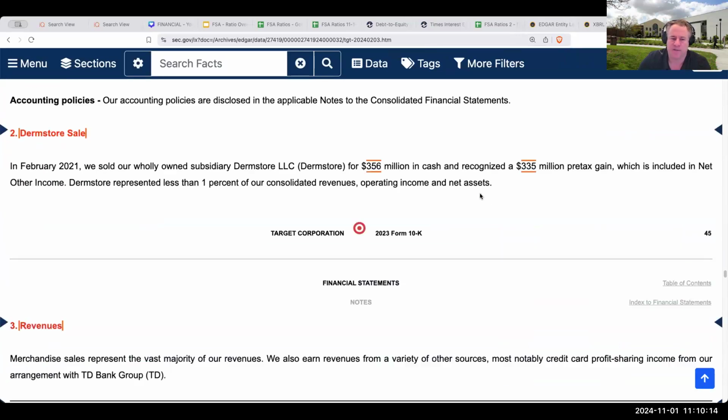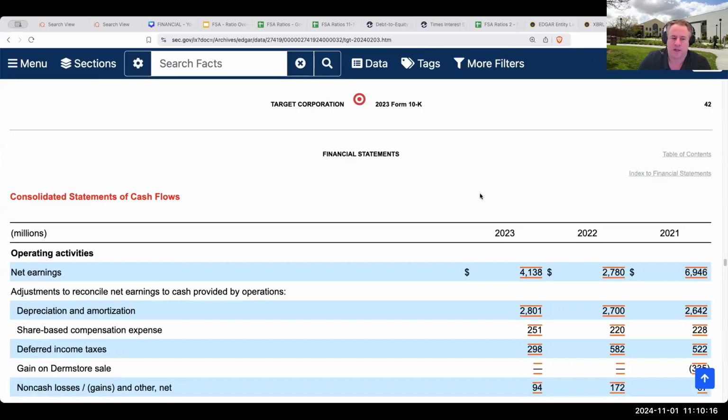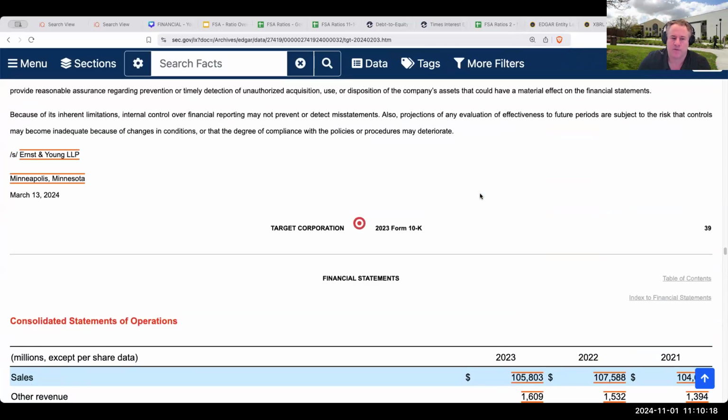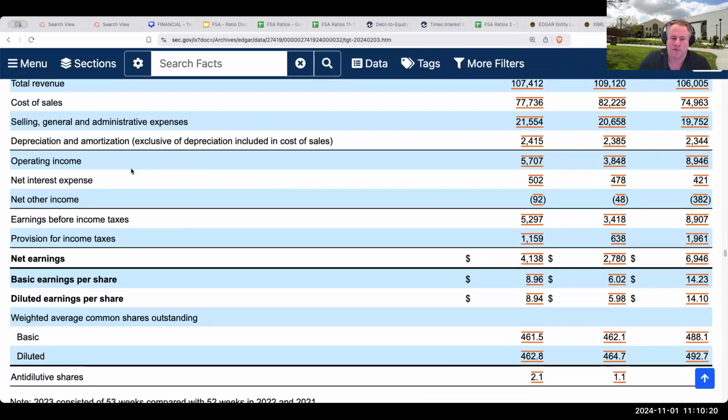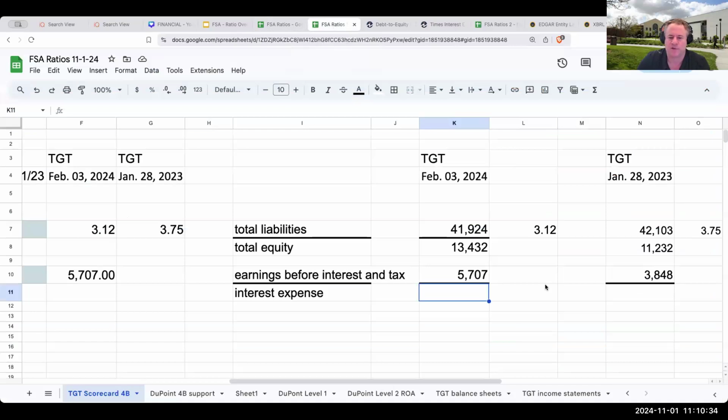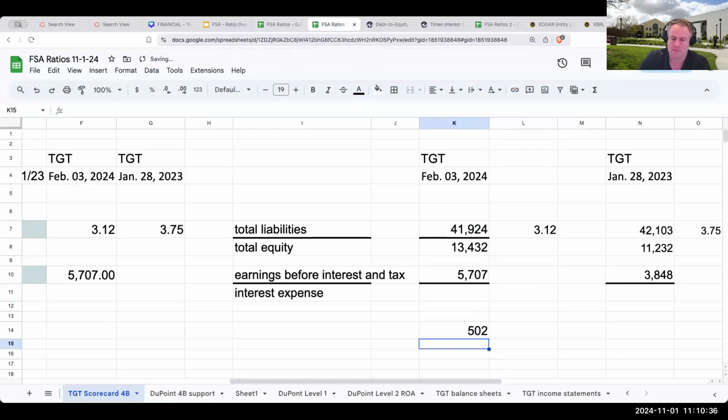Right over here, it says net interest expense of 502 billion. So 502 million, not billion. Okay, so that sounds like our US government. No, actually ours is much higher. So we've got 502 and 478. So let's write in those numbers.